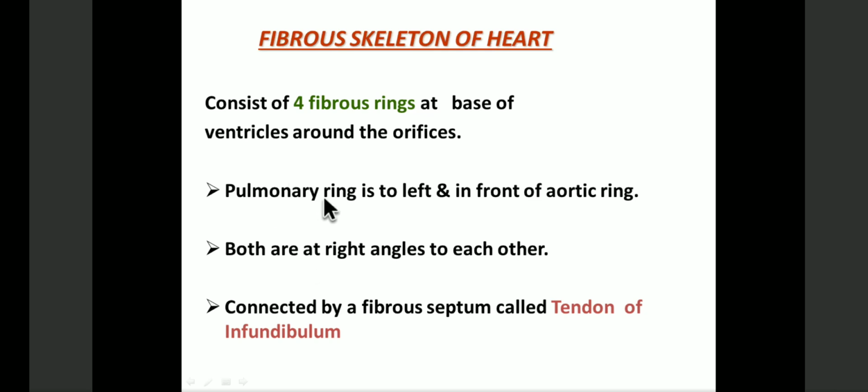So, there is a fibrous ring present around these orifices. The four fibrous rings: the pulmonary ring, the aortic ring, and the two atrioventricular rings are going to be at right angles to each other, and these fibrous rings are all around the valve and attaching to the wall of the heart. The two rings, aortic and pulmonary, the two major rings in relation to the great vessels of the heart, are connected by a fibrous septum, which we call the tendon of infundibulum.